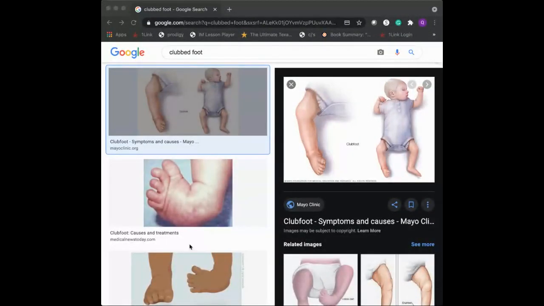So here's an image, a couple images actually, of club foot. You see this joint here is kind of rotated inward so that it resembles a club. And then you also have these images here that are much more severe than the one in this picture here. So this is a much more severe case. So this child may require surgery. They may not be able to use physical therapy to manipulate that and straighten it out.